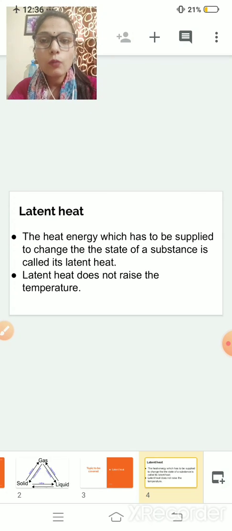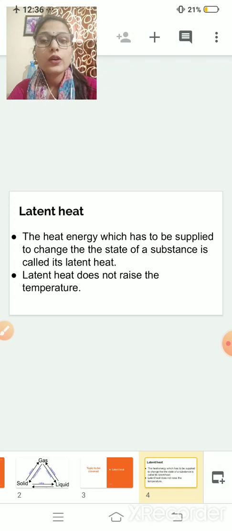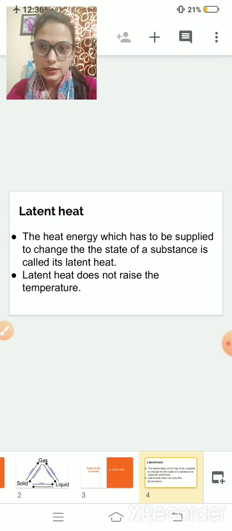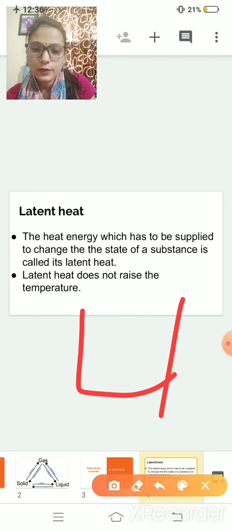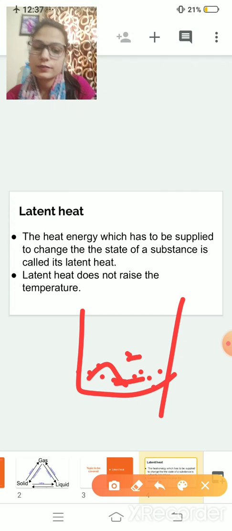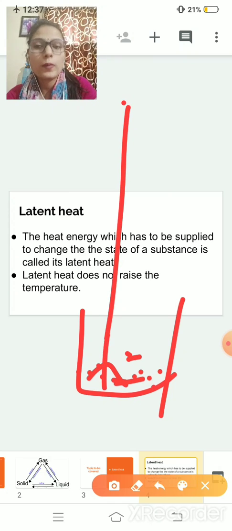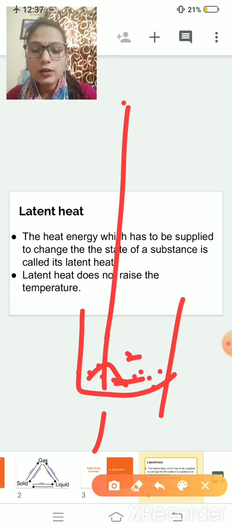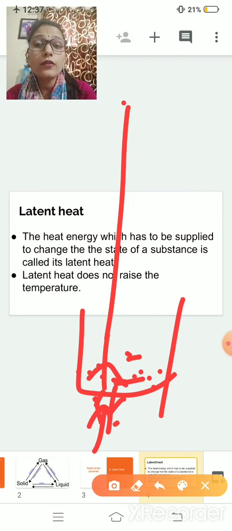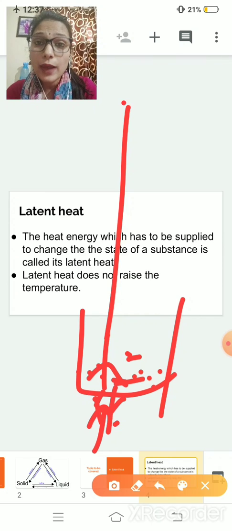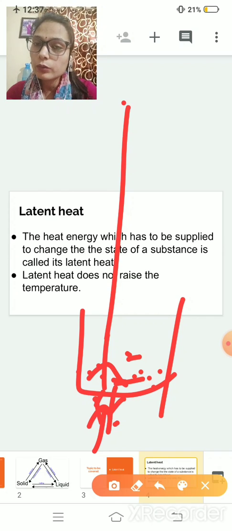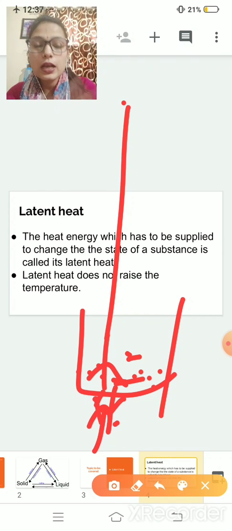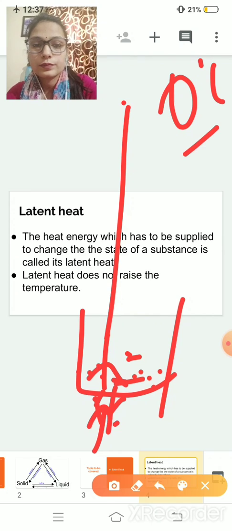Clear? Now we will take one example. You will take crushed ice in a beaker. Clear? Put a suspended thermometer in it like this. Here you have taken some crushed ice, and here you have a suspended thermometer. Here you will apply heat with the help of a small burner. Before applying heat to that beaker, just note down the temperature. It is 0 degrees Celsius.